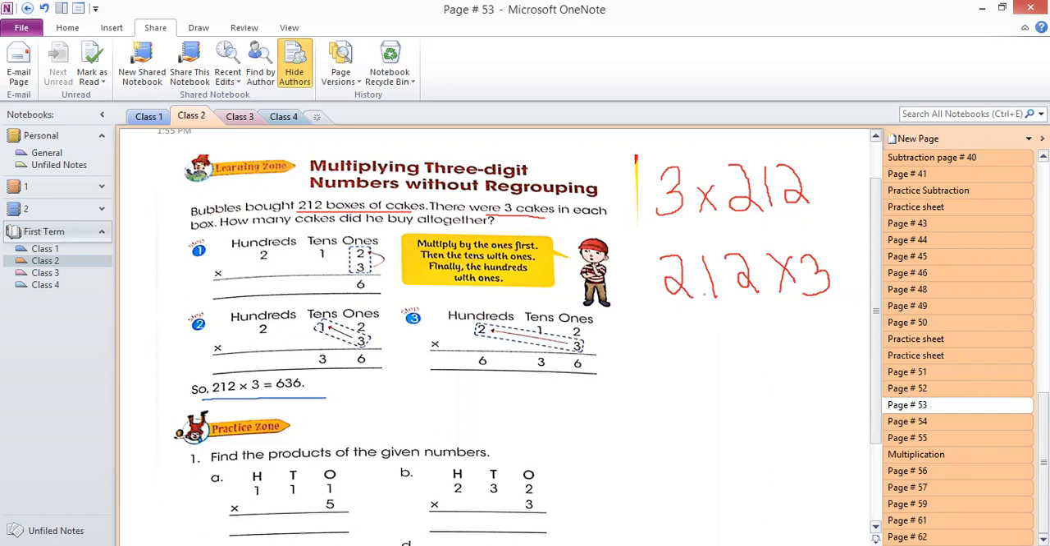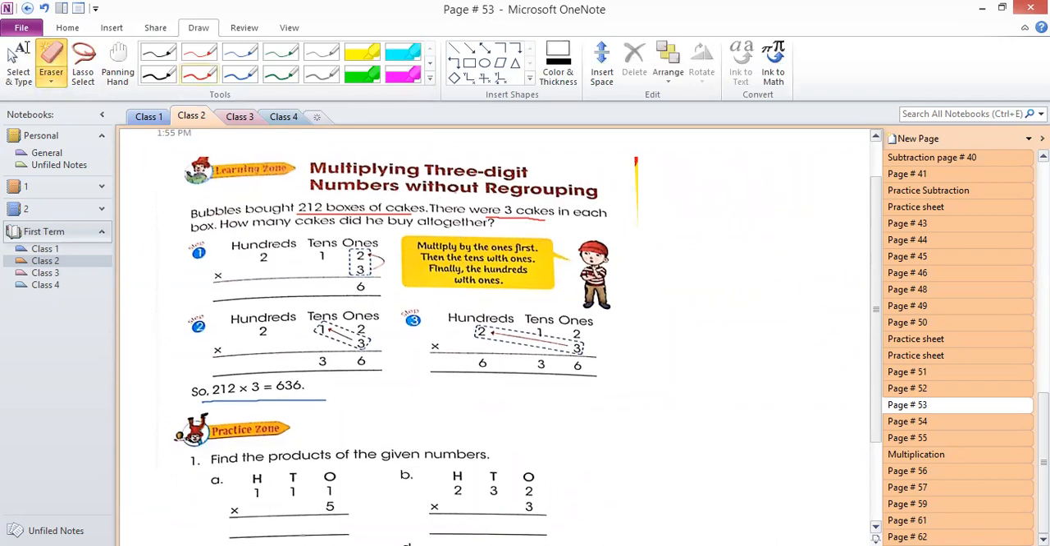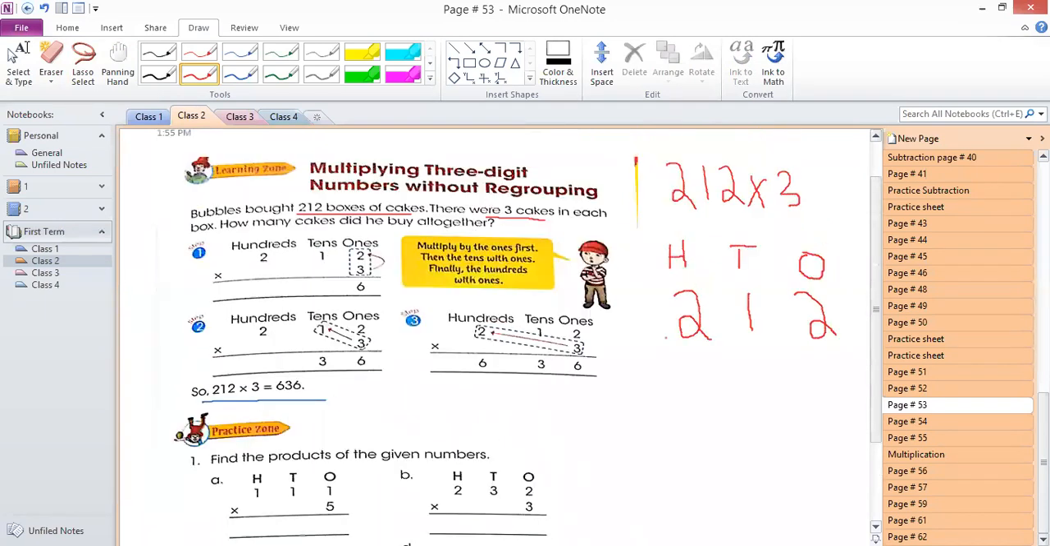Okay, so you are going to multiply 212 by 3 because you want to know how many cakes he bought all together. In 212 there are 3 digits, 2, 1 and 2. This 2 is on the ones place, this 1 is on the tens place, and this 2 is on the hundreds place. You have to multiply it by 3, so you will write the multiplication sign and write 3.